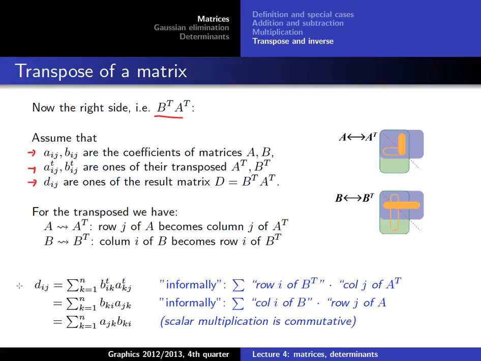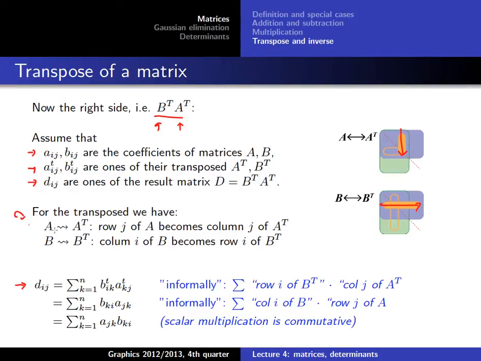Now, if you write that down, of course, what you do is you go through the row of B transposed, because that is your first one here, multiply that with the values in the column of the second one, which is A transposed here, and then you have your entry here. Now, if you think about what values are in here, let's just see why I have written this one here.